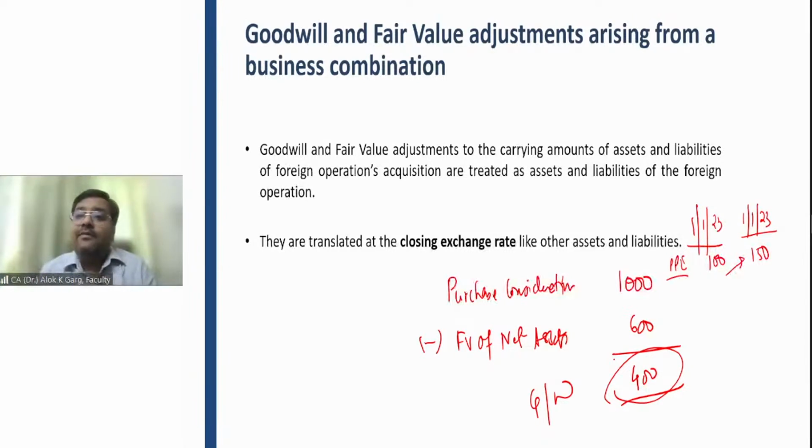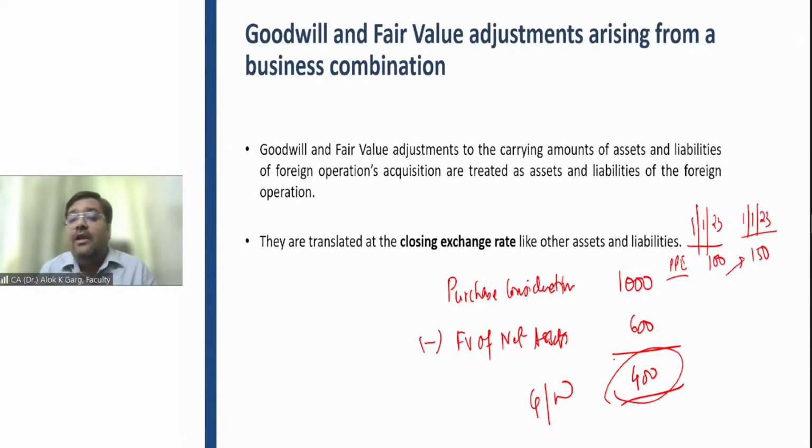So if this transaction happened in foreign currency, then what will happen? Again, on every reporting date, you will have the goodwill. When the transaction is in foreign currency, you have to pay the purchase consideration in foreign currency. You have to measure the fair value of the net assets in foreign currency, and goodwill will be in the foreign currency. And then you need to translate this foreign currency financial statement into the parent presentation currency.